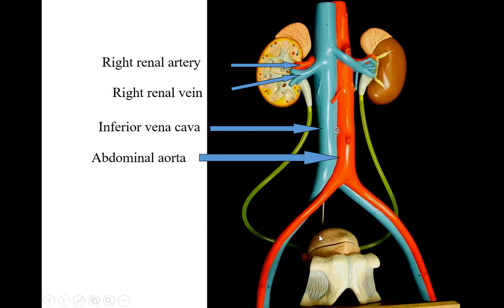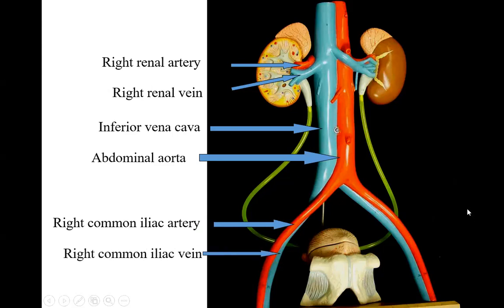In the case of the vein, it comes together because of the common. So let me show you what I'm talking about. There's the right common iliac artery. There's the right common iliac vein. What that means is that the right common iliac artery is shortly going to divide into the internal and external right iliac artery. Because whenever you have common, it means you're going to have an internal and an external.